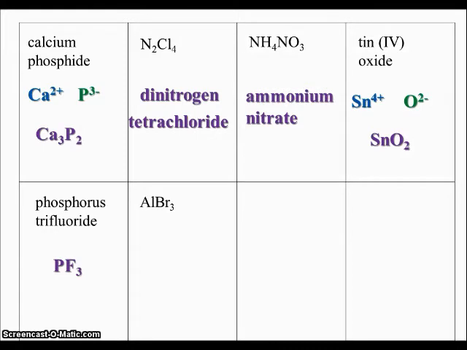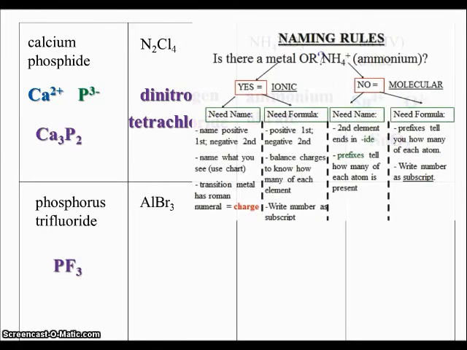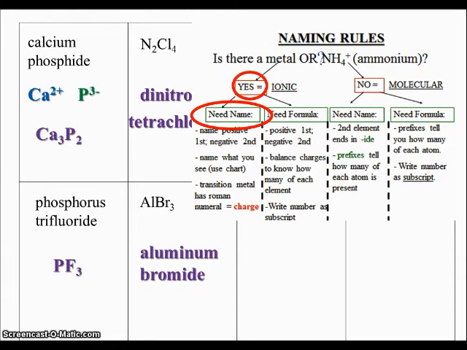AlBr3. Is there a metal or ammonium? Yes, so it's ionic. You're given the formula and need to find the name. Just name what you see on the periodic table. Aluminum bromide.